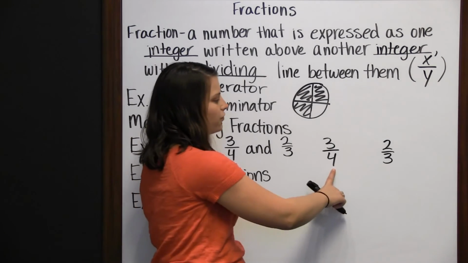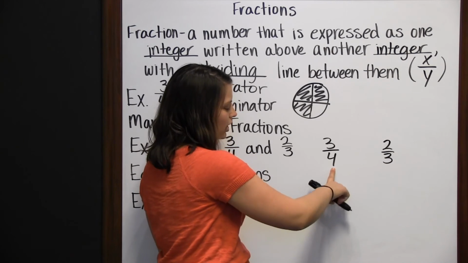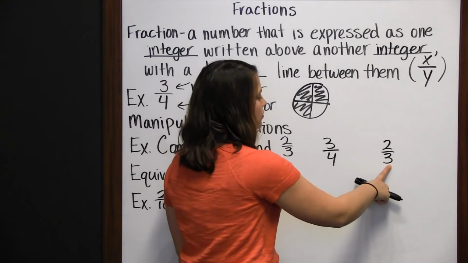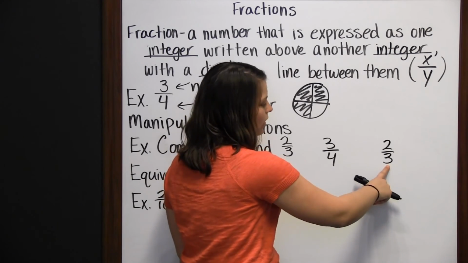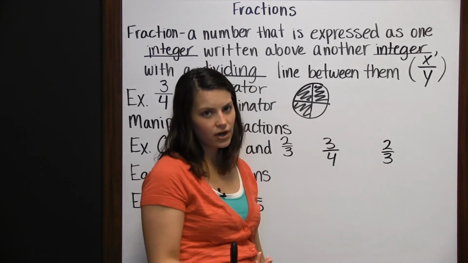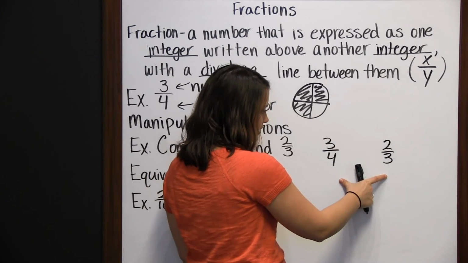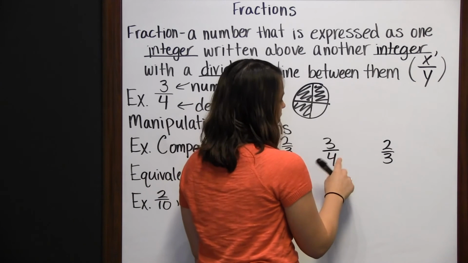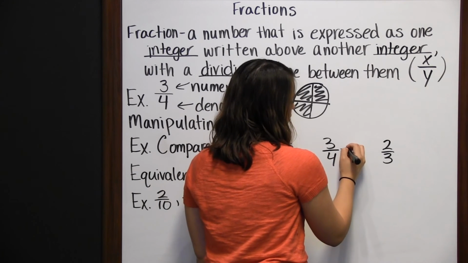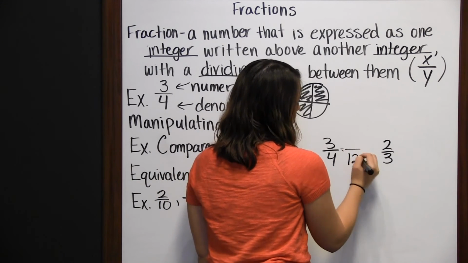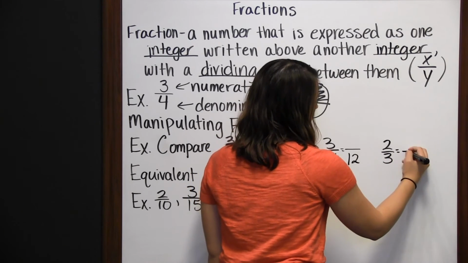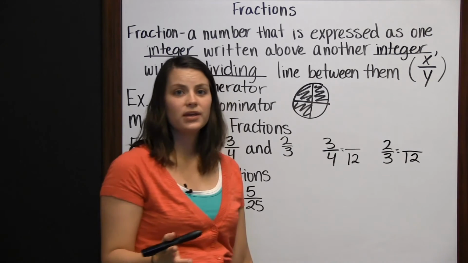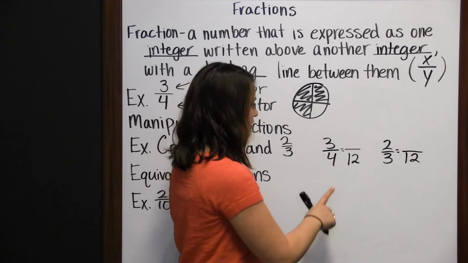So the multiples of 4 and 3: 4 is 4, 8, 12, 16, etc. 3 is 3, 6, 9, 12, 15, 18, etc. So the least common multiple between 4 and 3 is 12. So that means I want to change this fraction to something over 12. Same with my other fraction. What I'm doing is creating an equivalent fraction.